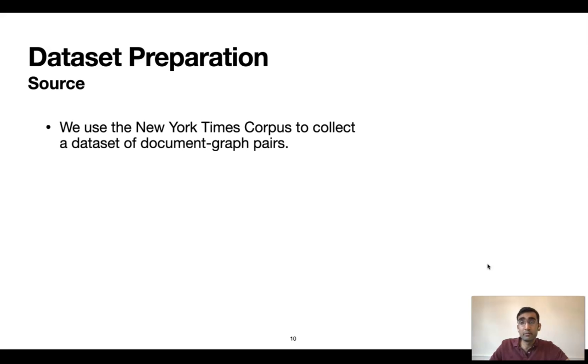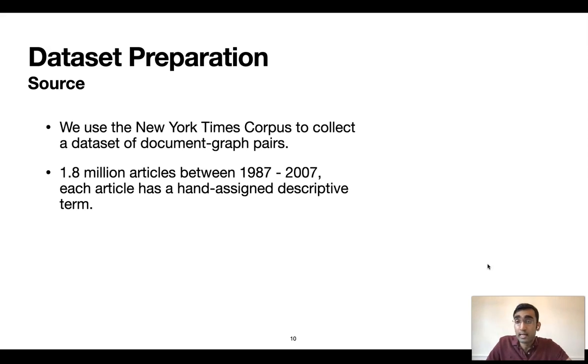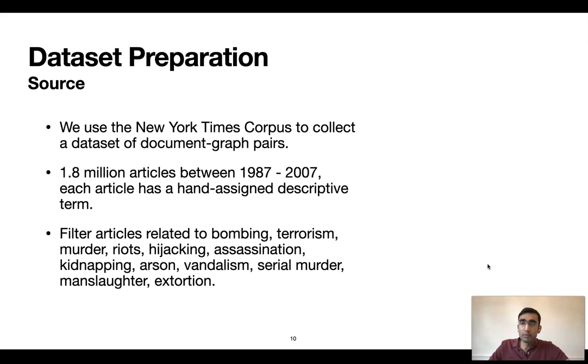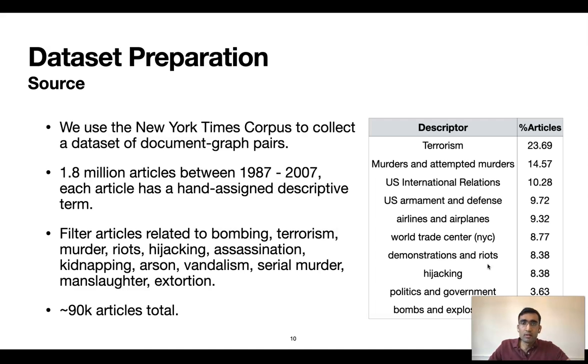So in terms of dataset, we use the New York Times corpus, which is a large collection of about 2 million articles spanning over 2 decades. We filter the articles to retain those that are related to violent events, just to have some notion of a domain. That gives us about 90,000 articles of various kinds.